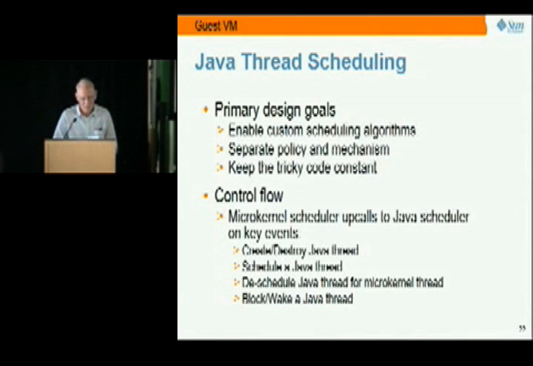So obviously, we want to keep the policy and the mechanism separate as always, and keep the tricky code constant, because you certainly can shoot yourself in the foot here if you don't get certain key things right. Then nothing works, and that's kind of bad. So basically, the control flow is really this upcall model. At certain key times, the microkernel upcalls to say, I'm scheduling a Java thread, or this thread's blocking, or this thread is waking up, and so on.